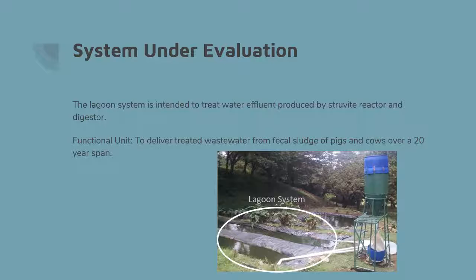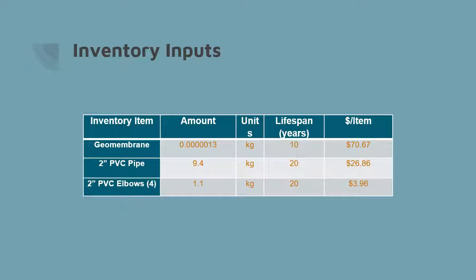The lagoon system is intended to treat water effluent produced by a struvite reactor and digester. The construction of the lagoon system starts with a trough being dug in the ground. The table shows the amount of each item needed for the construction process, including geomembrane, 2-inch PVC pipe, and 4 PVC elbows. The cost of each individual item is included in the table, and each item is categorized in kilogram units.